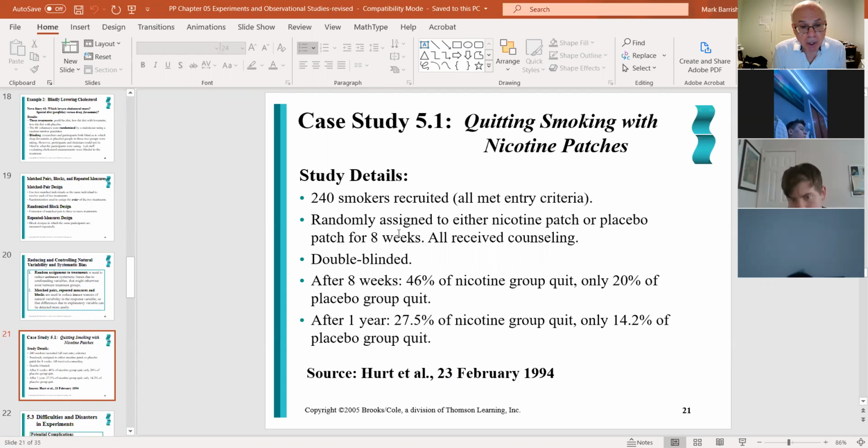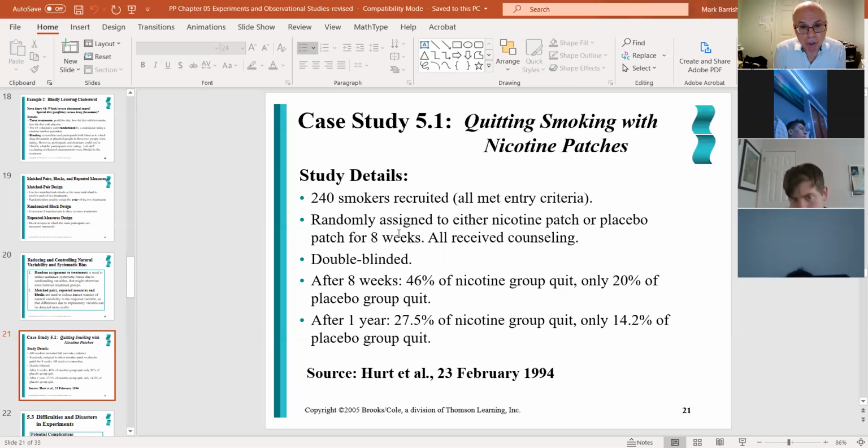After 1 year, 27.5% of the nicotine group quit. Only 14.2% of the placebo group quit. Now the numbers went down obviously because there were some people who went back to smoking, but it looks like approximately twice as many people quit smoking with the nicotine group as opposed to the placebo group.